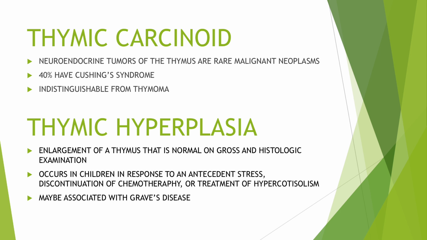Hyperplasia can also affect your thymus gland. The difference is that in thymic hyperplasia, it is normal on gross and histologic examination. It occurs in children in response to antecedent stress, discontinuation of chemotherapy, or treatment of hypercorticosolism. It may be associated with Graves' disease.